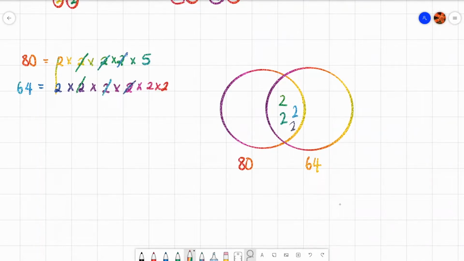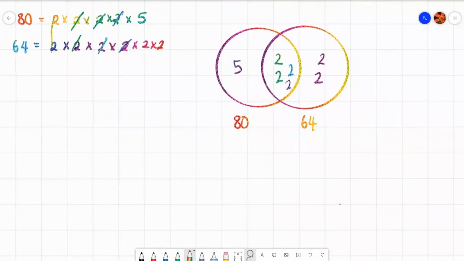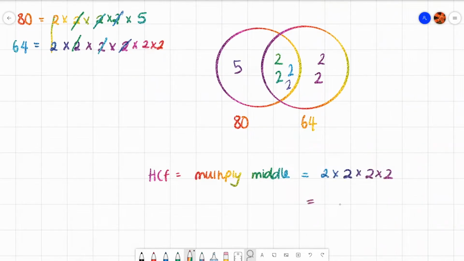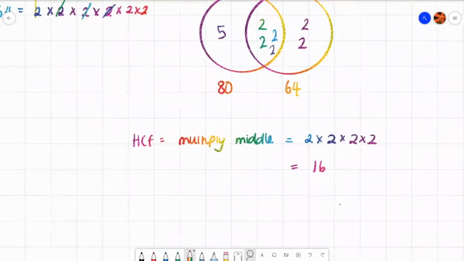And then you put the leftover numbers. Well, 80's got 5 left over and 64's got 2 left over and 2 left over. To work out the highest common factor, we would multiply the middle numbers. In this situation, it's 2 times 2 times 2 times 2. So 2 times 2 is 4, 4 times 2 is 8, 8 times 2 is 16.